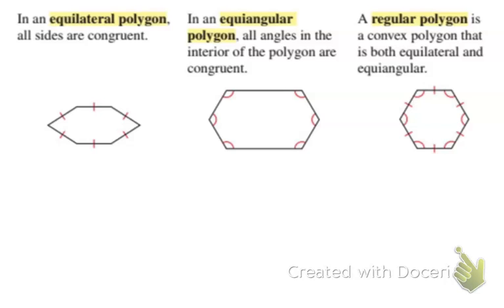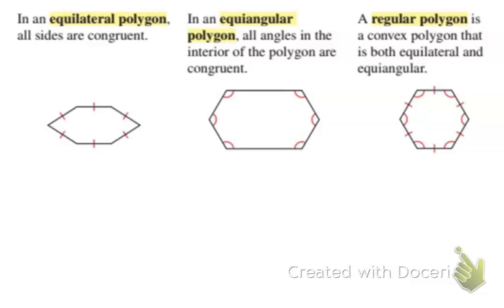First off, we have equilateral polygons, just like we had equilateral triangles. A triangle is a type of polygon because it has straight sides. But we have equilateral polygons. These are polygons where all the sides are congruent, like this one right here. All right. Notice the sides are congruent, but the angles are not. So this is an equilateral hexagon. All the sides are the same length.